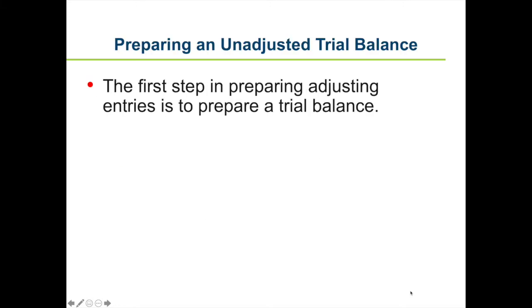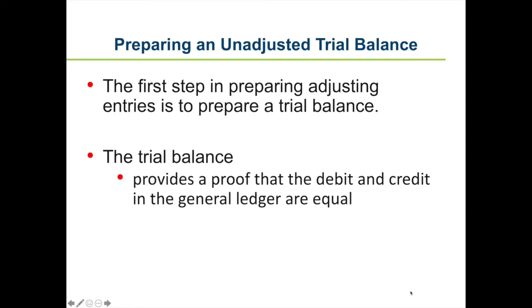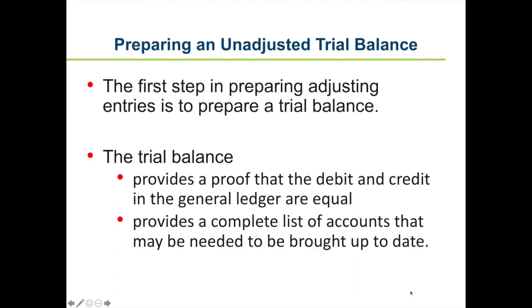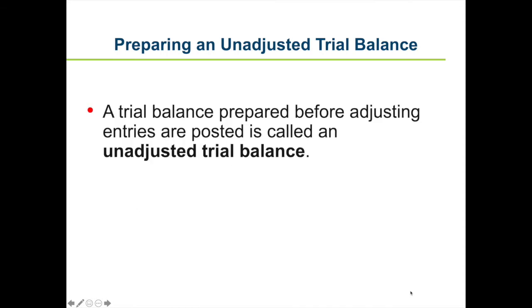The first step in preparing adjusting entries is to prepare a trial balance. The trial balance provides a proof that the debits and credits in the general ledger are equal. A trial balance also provides a complete list of accounts that may need to be brought up to date. The trial balance prepared before adjusting entries are posted is called the unadjusted trial balance.